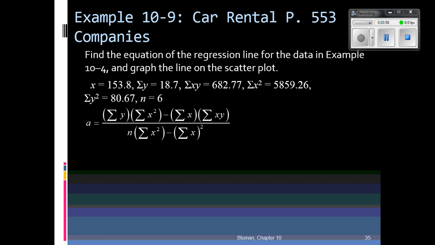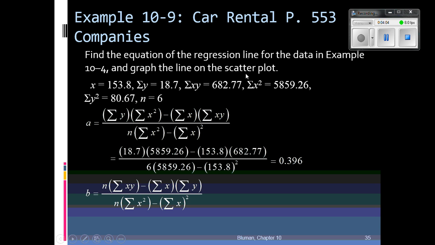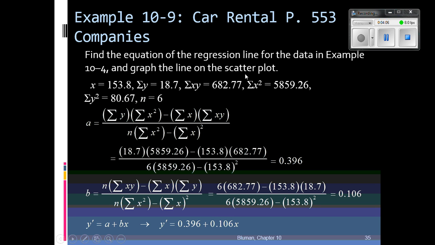The formula we're not even going to worry about. This is an example on 10.4 that if you plugged all those numbers in and you calculated it, you would get the following. You would get a value for A of 0.396, and a value for B of 0.106. And to plug it into the formula, it would be y, this little dash we call prime. So y prime equals 0.396 plus 0.106x.